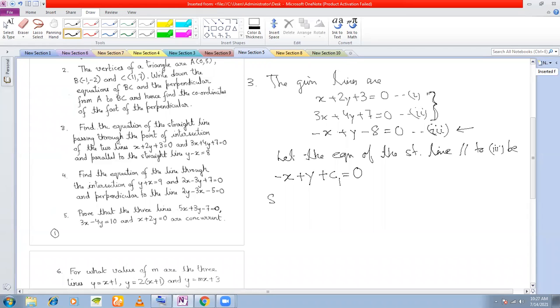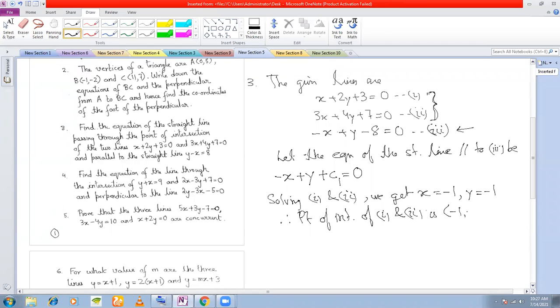So you solve 1 and 2. Solving 1 and 2, if you solve these two, you'll get x is equal to minus 1 and you'll get y is equal to minus 1. Therefore, the point of intersection of 1 and 2 is (-1, -1). This is the point of intersection of 1 and 2.